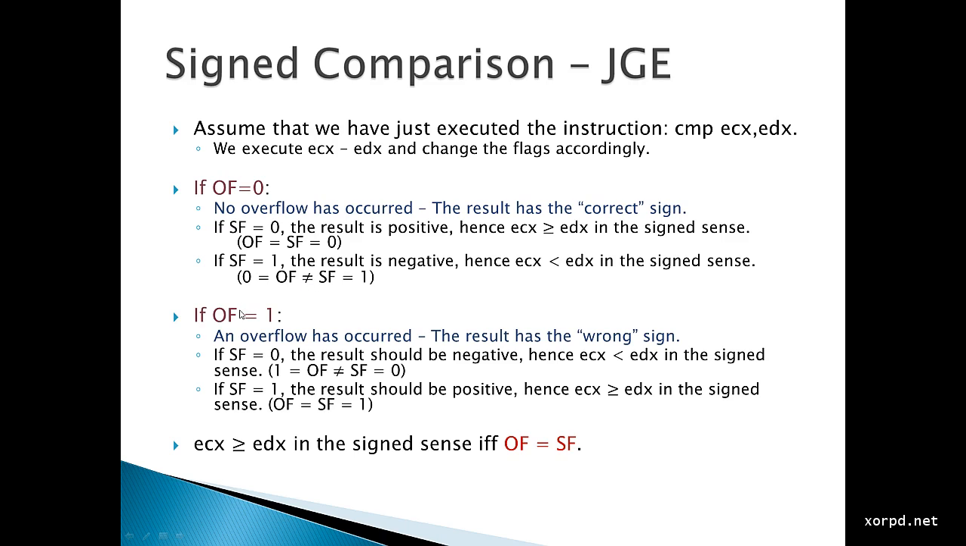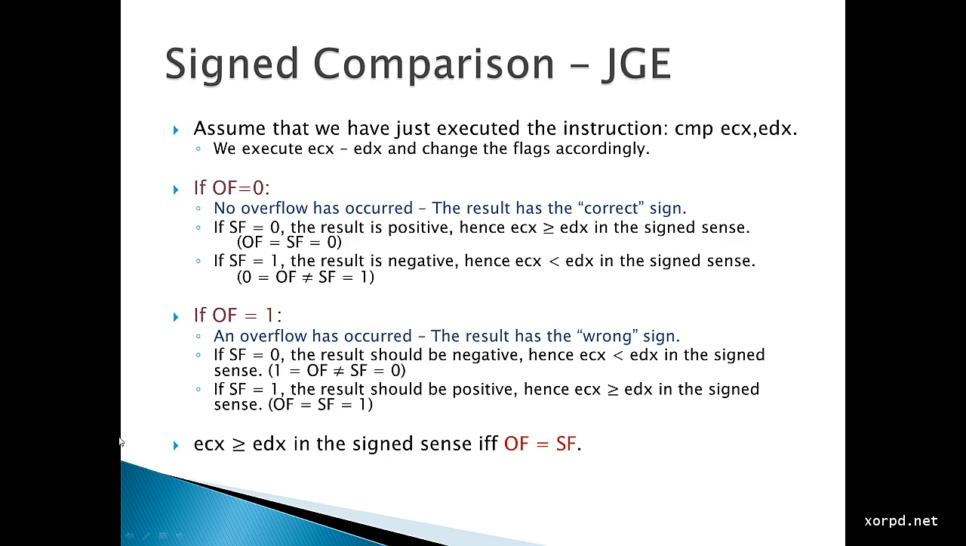Let's check the next big case of overflow flag equals 1. In this case, we know that an overflow has occurred. This means that the result has the wrong sign. Let's take a moment to think about it. If the result intuitively has the wrong sign, it means that we could use the sign flag. However, we should not believe what it says. We should check the sign flag and then decide according to the other option.